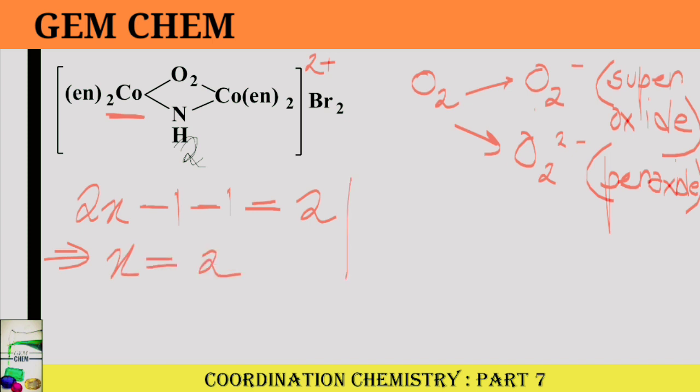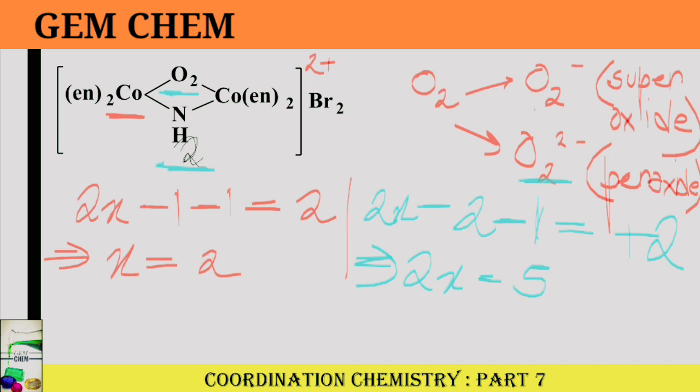But when we consider it as 2x and O2 is considered as peroxide, then it will be -2, and for amine it will be -1 and it will be +2. As a result of which your 2x will come to be equal to 5 and x will come to be 5/2, which is a fractional number. So here in this case oxygen is in the form of superoxide.